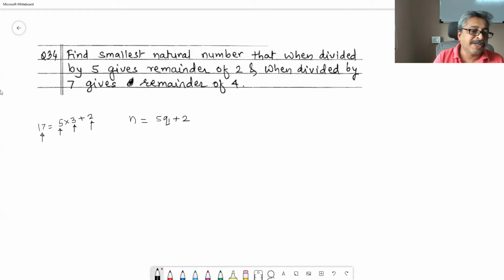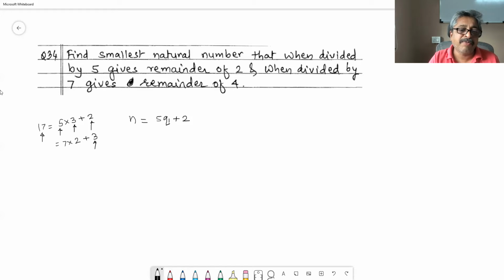Okay. So we don't know. If 17 was the number, then after dividing by 5, we get the remainder 2. Correct. But if we divide 17 by 7, we get remainder 3, but we have been given that remainder is 4. Therefore, 17 is not the number.